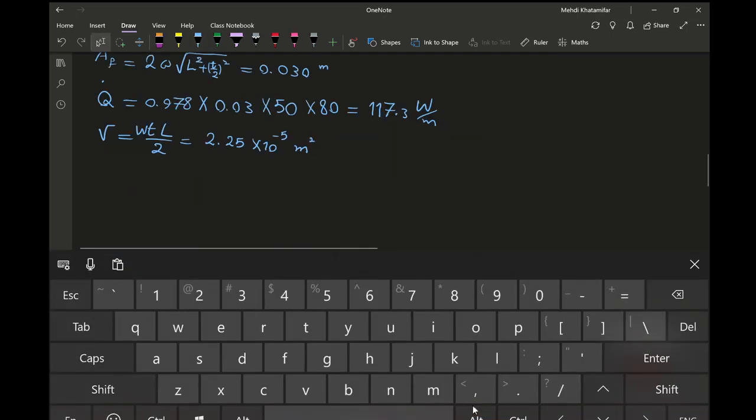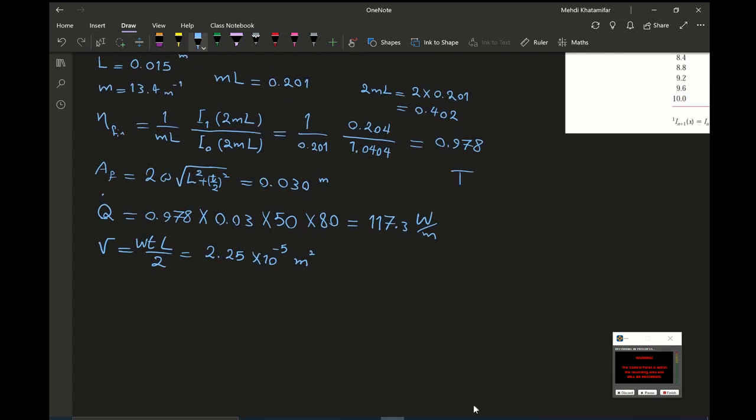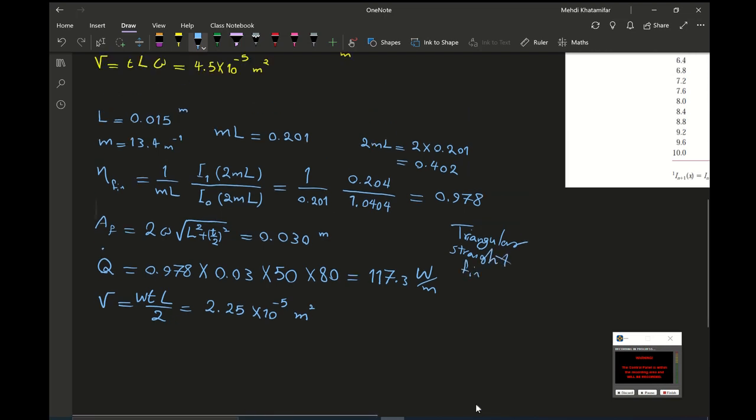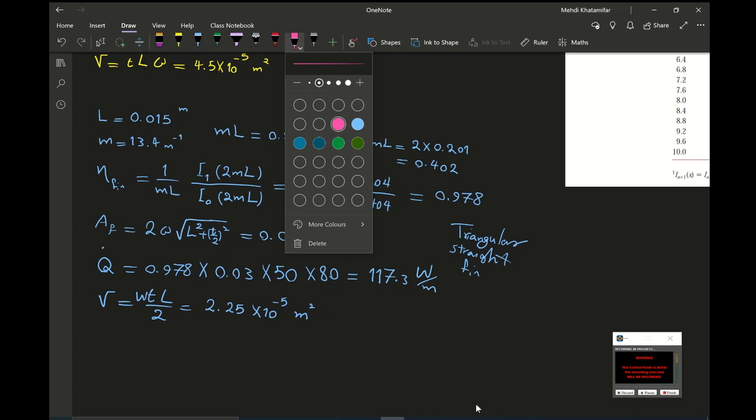Okay, so this one was for the triangular straight fin. Let me write triangular straight fin. Finish this one. Now let's go and do it with this color.